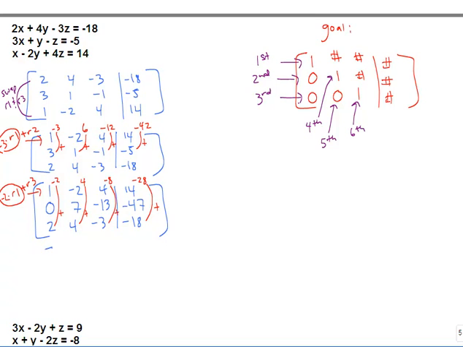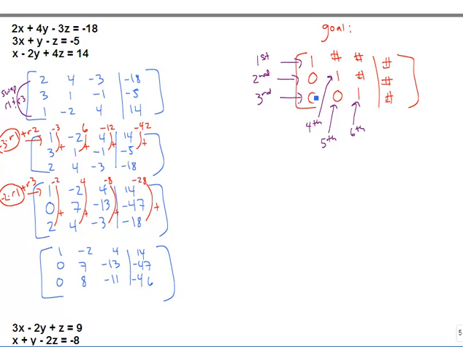So we keep row 1 the same. We keep row 2 the same. And we put our answer in row 3. Negative 2 plus 2 is 0. 4 plus 4 is 8. Negative 8 plus negative 3 is negative 11. And negative 28 plus negative 18 is going to be, let's see, 16, carry 1, negative 46. So there's my new matrix. I have a 1, a 0, and a 0. So that whole first column is now done.